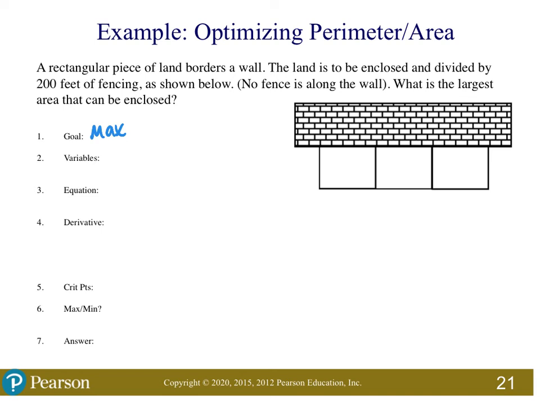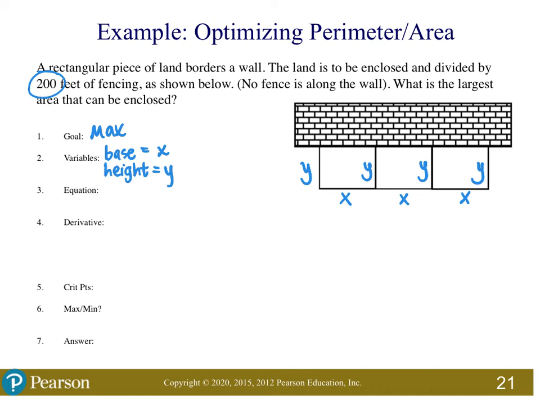Our variables. I'm going to call this section X, X, and X. So my base, okay, it's all those X's across the bottom. My height will be, I'll have Y's, and that'll be a fence. These will all be Y pieces. But I would like to come up with one of those to be something not X or not Y. So what else can I do? It has to do with this 200 feet of fencing.